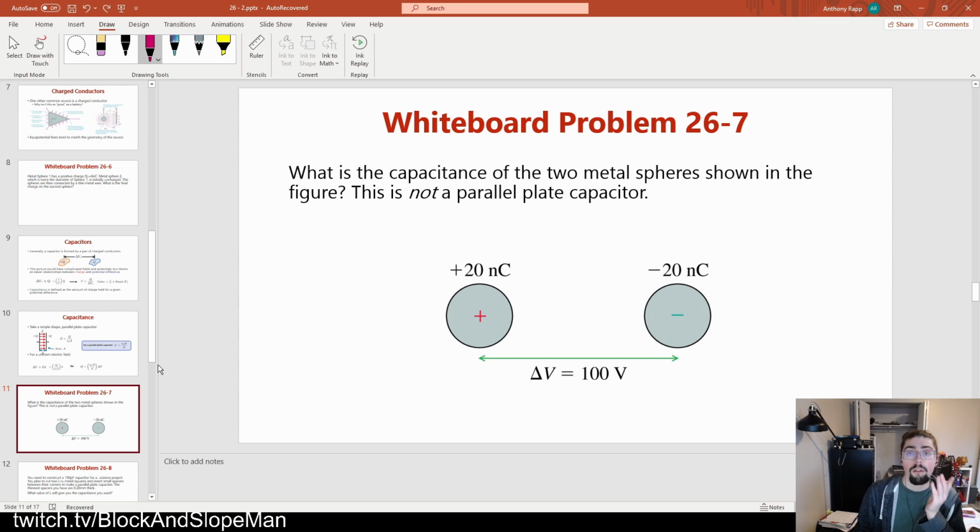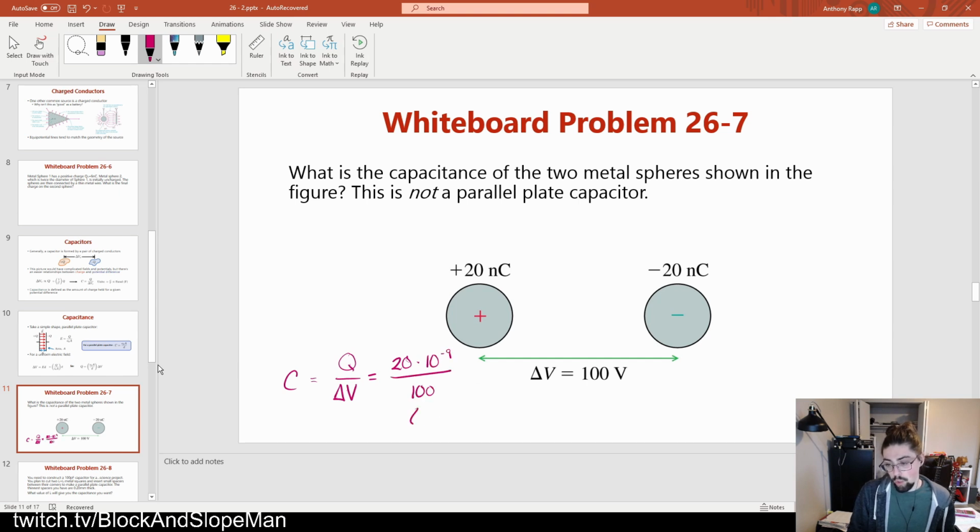Take that definition of capacitance. C is equal to Q over delta V. 20 nanocoulombs divided by 100 volts. Let me write out the right numbers first. So 20 times 10 to the negative 9th divided by 100, we should end up with something like 2 times 10 to the negative 10th farads, or if I wanted this in my proper unit, 200 picofarads, as it's asked for in Canvas.